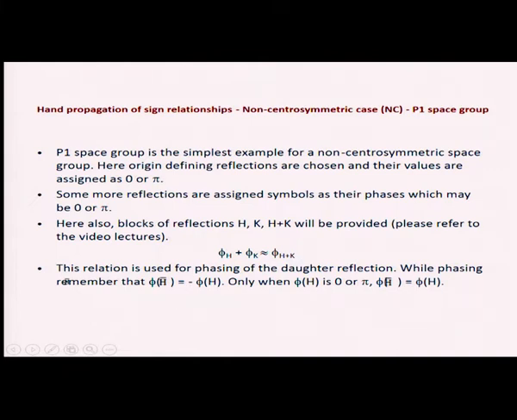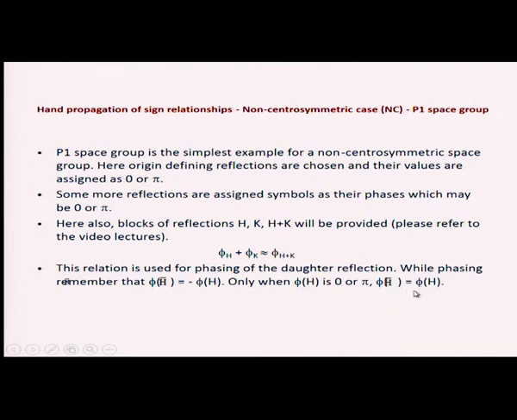Whenever you invert a reflection H to H bar, the phase will become minus, that is, phase of H will be minus of phase of H bar, or phase of H bar will be minus of phase of H. But if your phase of H is 0 or pi, this minus 0 becomes 0 or minus pi becomes plus pi. Therefore, in this case phase of H bar is the same as phase of H.